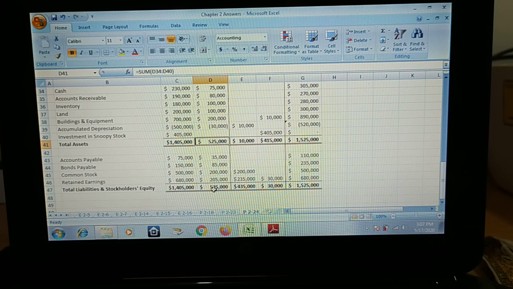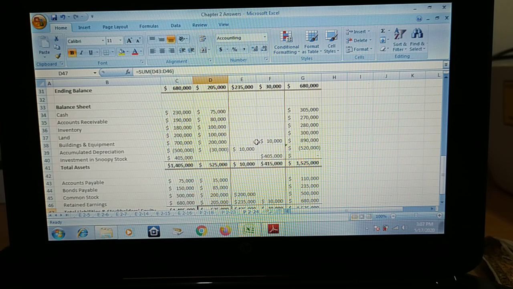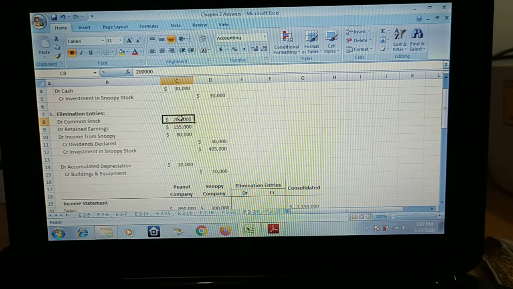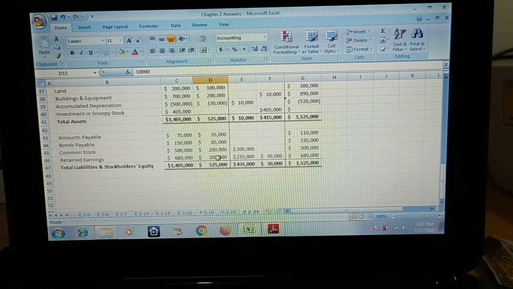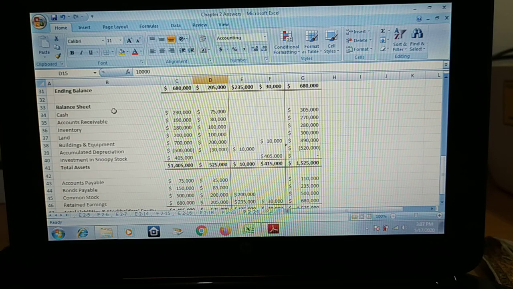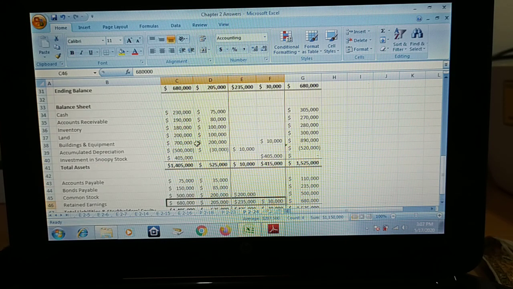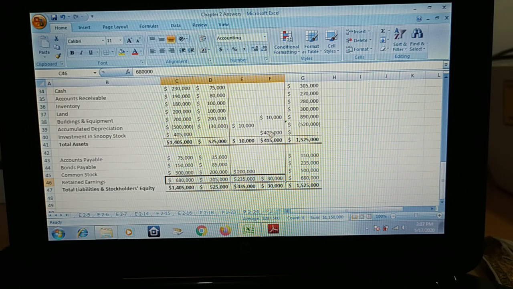After you have the balance, you can move the elimination entries related to the balance sheet, which are the common stock, investment, and then accumulated depreciation and buildings and equipment. Remember, the retained earnings is from the ending balance from the previous section. So we put in the investment, the common stock, and then the accumulated depreciation and buildings and equipment. Remember to sum the debit and credit sides. It must be balanced, the debit and the credit side in the balance sheet.